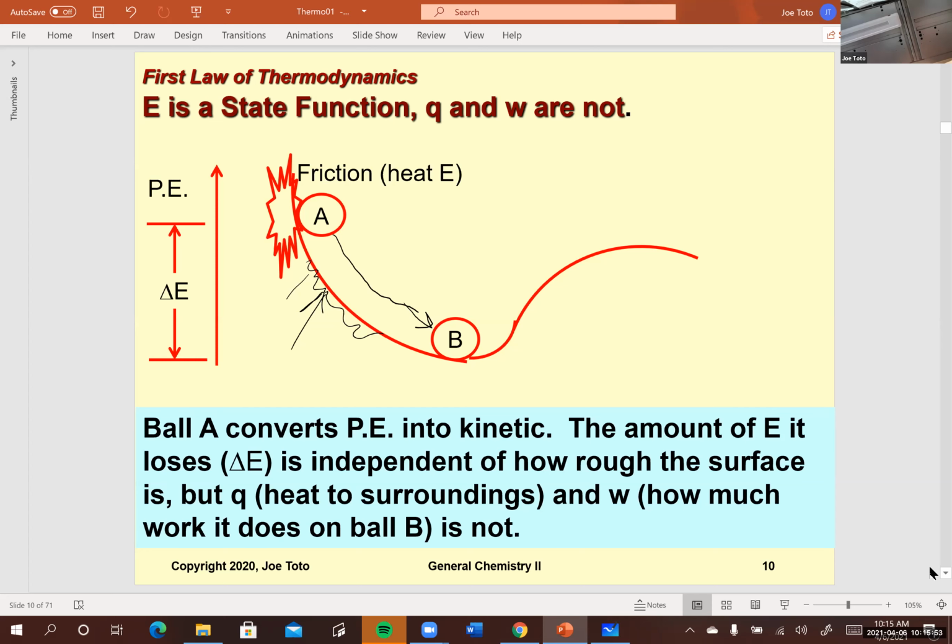So heat flow and work in general are not state functions. They're path dependent. If it's a smooth path, frictionless, then less heat's going to be given off, as opposed to if it's very bumpy.